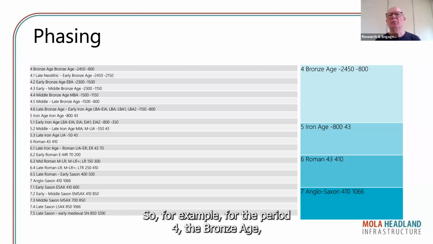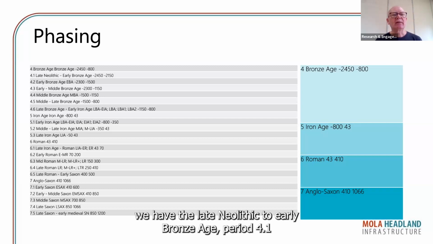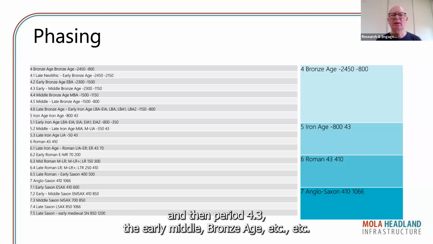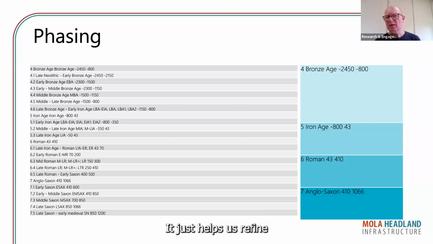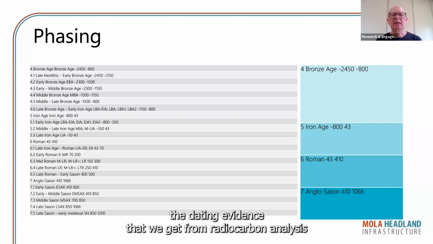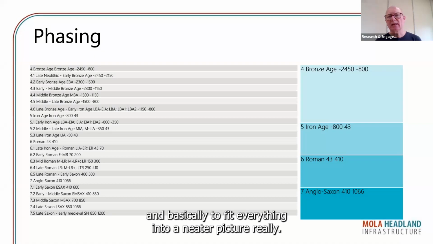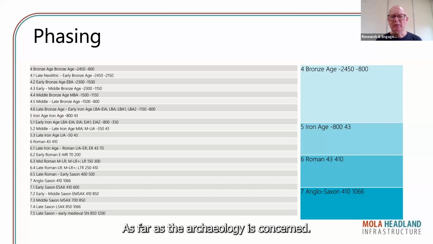So, for example, for period 4, the Bronze Age, we have the late Neolithic to early Bronze Age, period 4.1. Then we move on to period 4.2, the early Bronze Age, and then period 4.3, the early to middle Bronze Age, etc. It basically just helps us refine the dating evidence that we get from radiocarbon analysis, and to fit everything into a neater picture, really, as far as the archaeology is concerned.